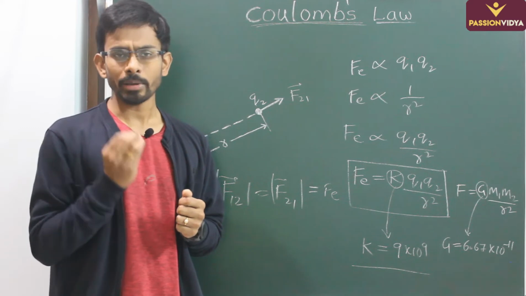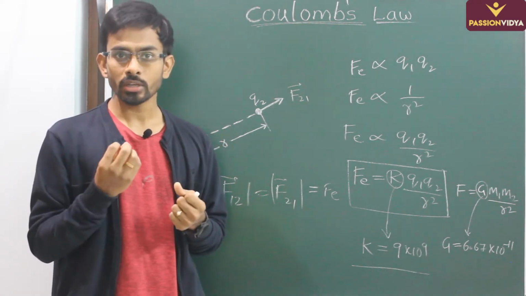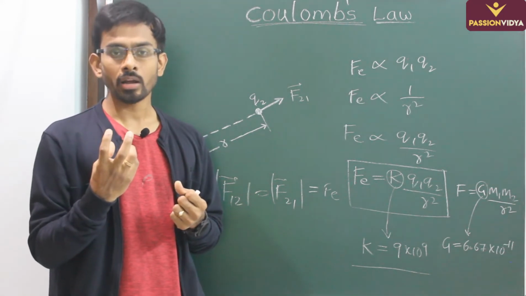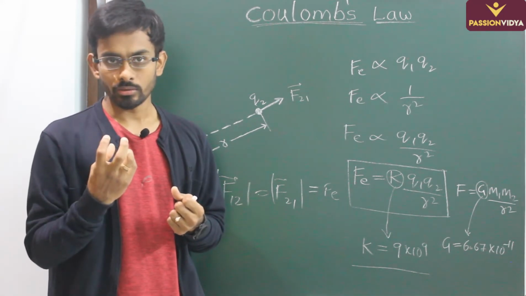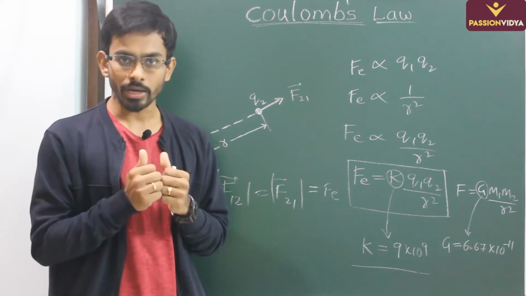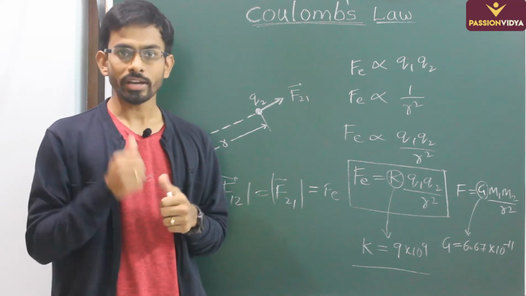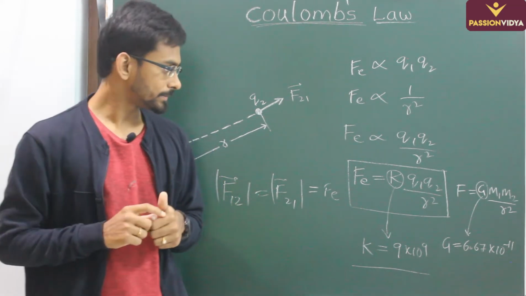But why do we come across only gravitational forces in case of larger bodies? It's because these larger bodies are neutral, they are uncharged. The net charge on these bodies is 0. Due to that, electrostatic forces on them will be 0. So we consider only gravitational forces.